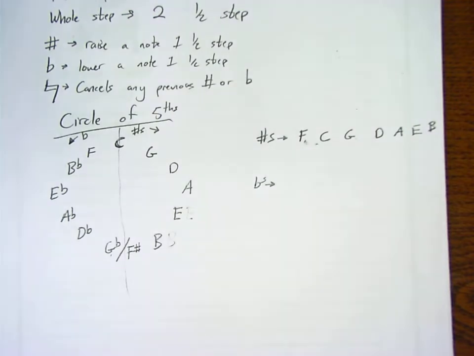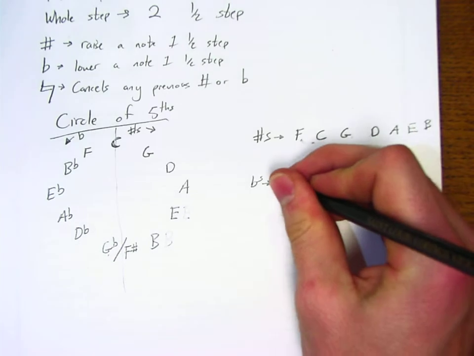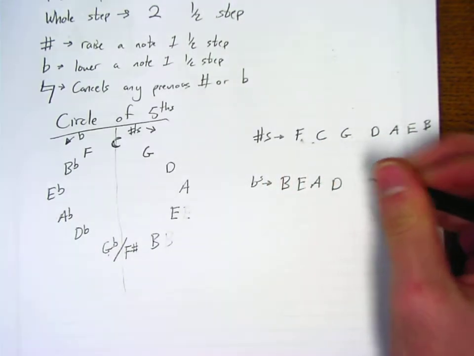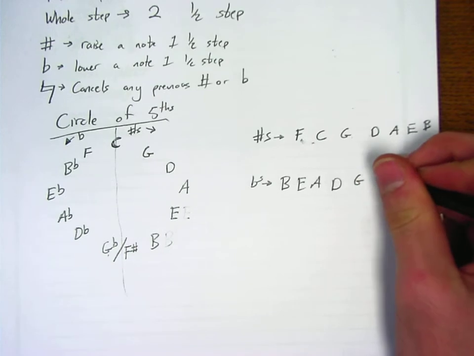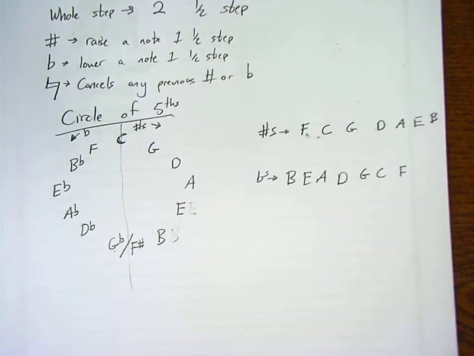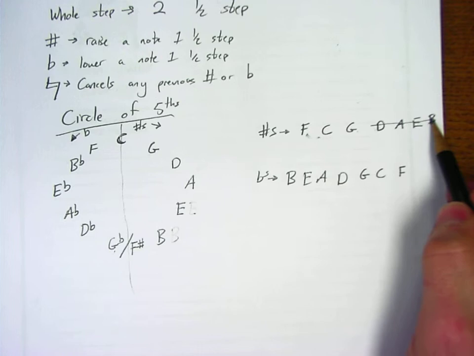The order with flats is fairly easy to remember. It's just exactly backwards. B, E, A, D, G, C, F. So, for the most part, in terms of middle school orchestra music, we aren't ever going to get very far beyond 3 of these.